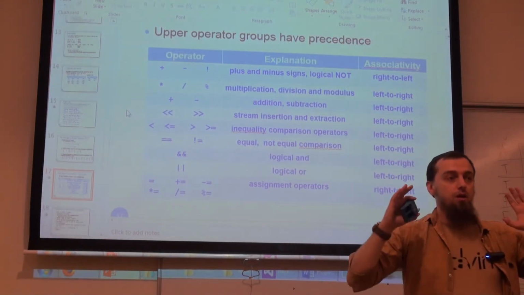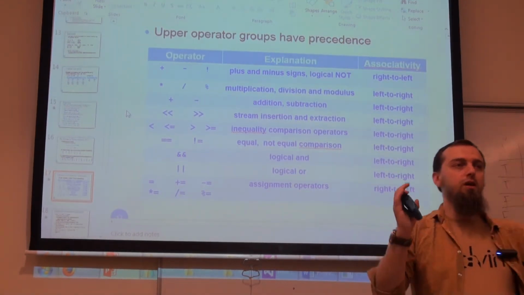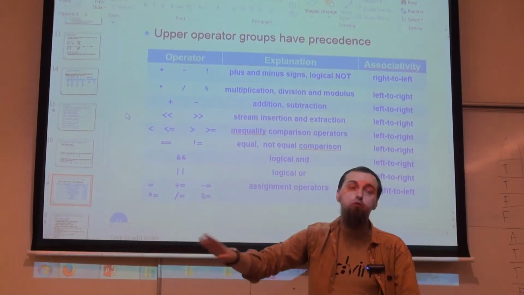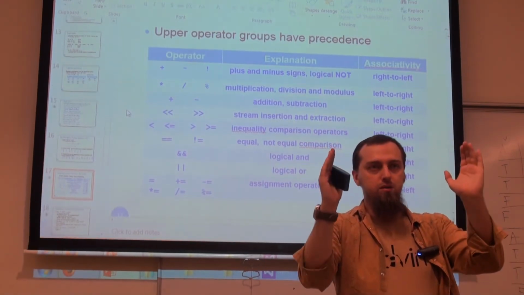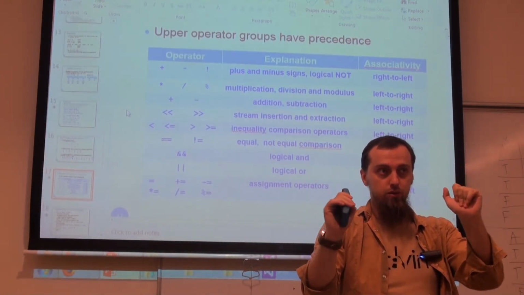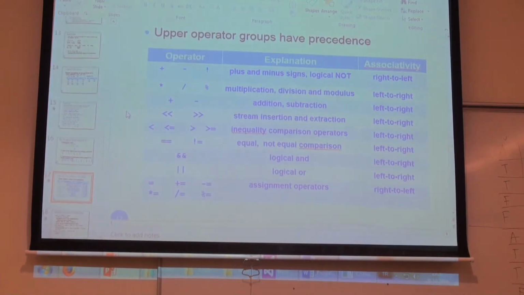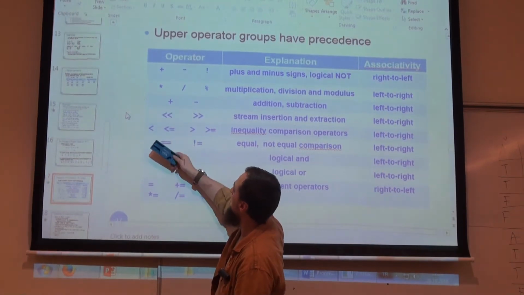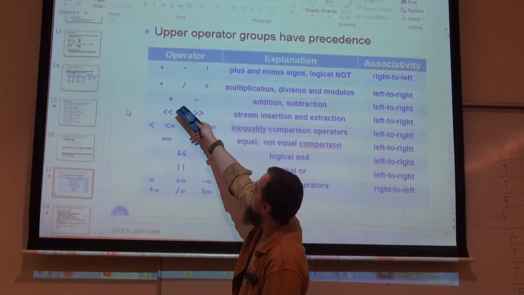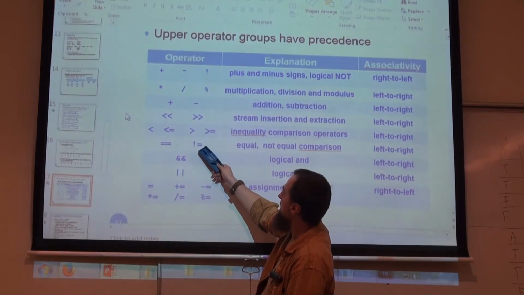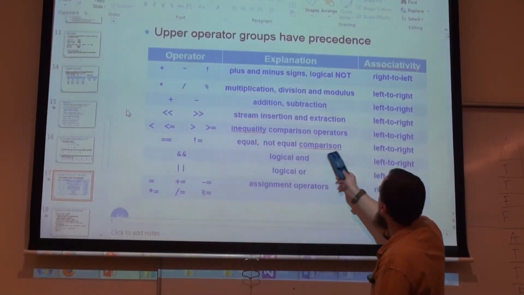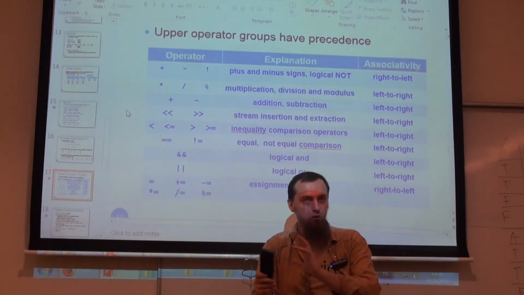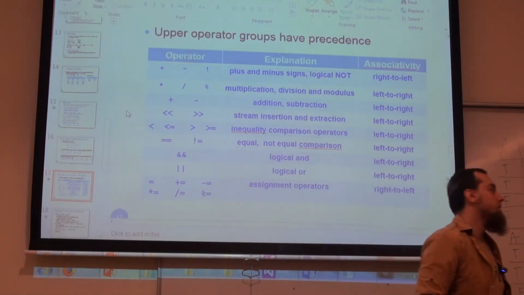Of course, if you're not sure which one has precedence, which one has priority, always put brackets, parentheses, okay? If you're not sure. Because even I cannot remember this table. I know that multiplication has priority over addition and subtraction, but I'm not sure about the logical operators and, or, which has priority. That's why sometimes I put brackets.